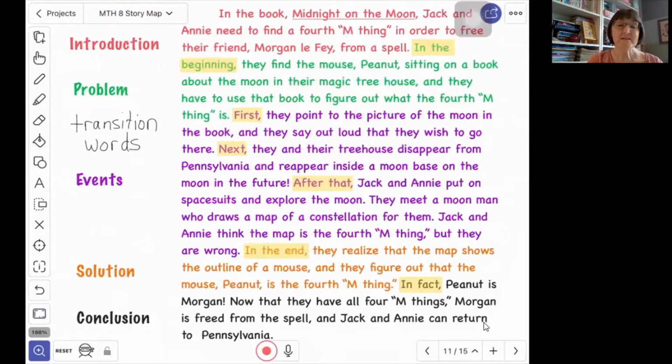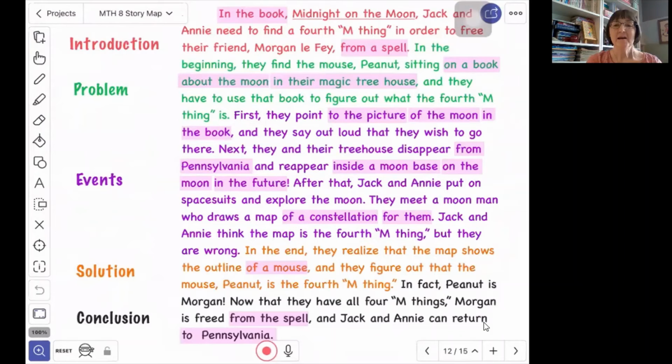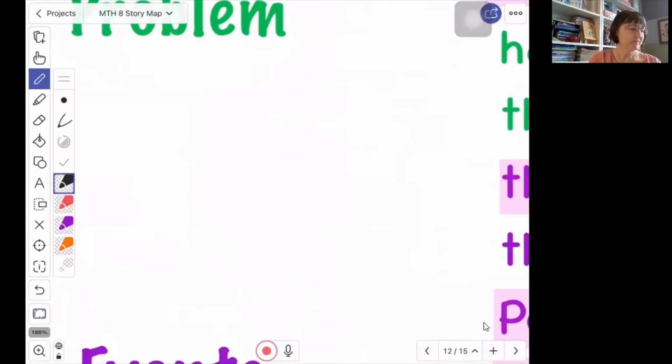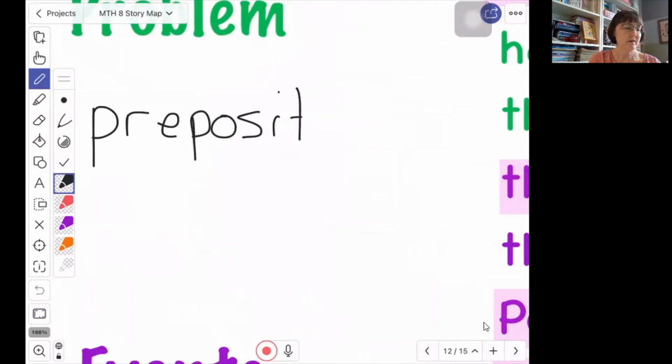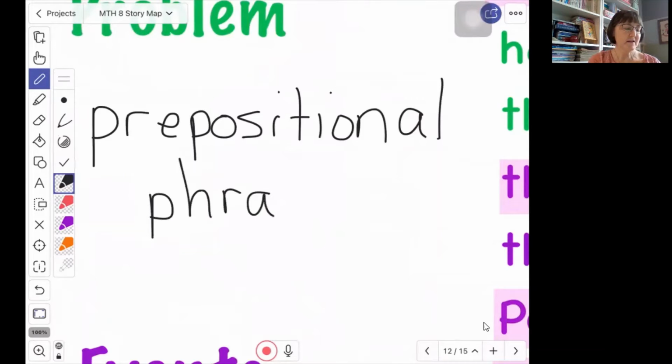So this was looking at the transition words in our paragraph. Here we're looking at the prepositional phrases that are in this paragraph. I have highlighted them in, I don't know if that's pink or purple. A prepositional phrase is a group of words that begins with a preposition. So here's the word preposition. I'm going to add AL and write phrase, prepositional phrase. So a prepositional phrase is going to begin with a preposition, and then it's going to end with a noun.